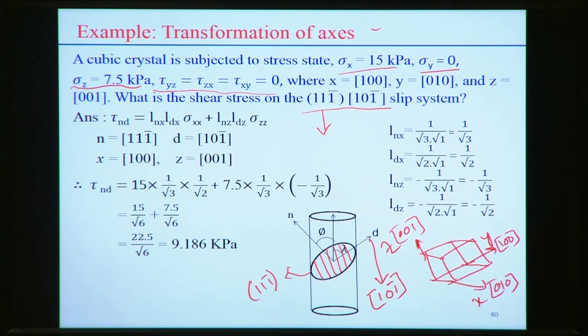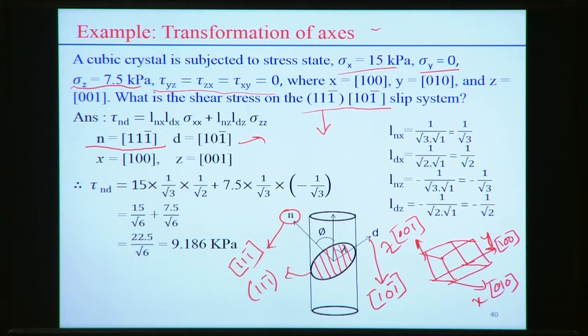Now how to tackle this problem? We can use our concept of transformation of the axis system to solve it. First we define two different things: the plane 111, and one direction n. This n direction has the same index, because with the same index it defines the normal to the plane. Direction D represents the direction in which slip will occur due to the shear loading. So D here represents 101 bar.